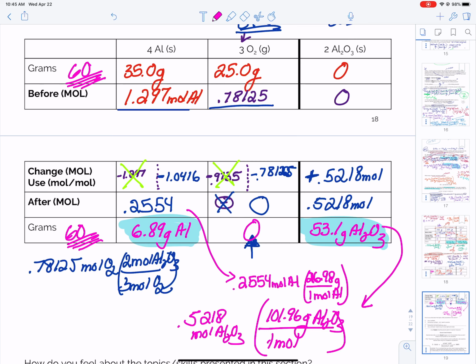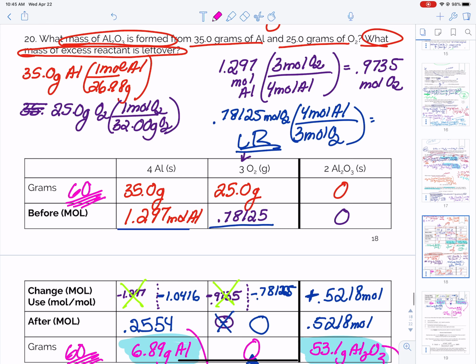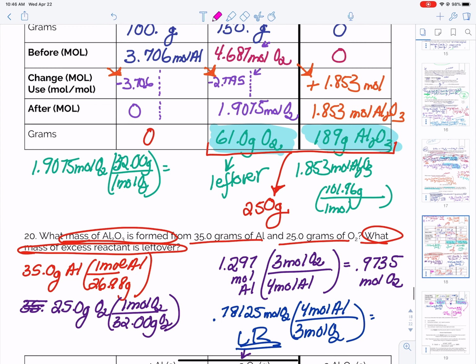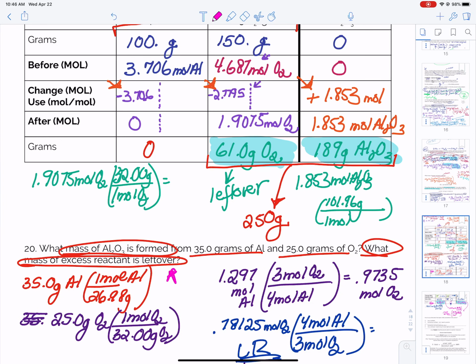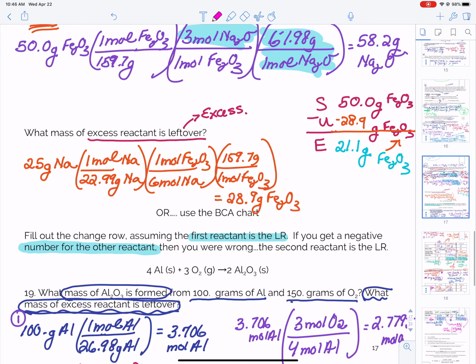I do want you to do a limiting reactant stoichiometry problem. So, use one of those 5 balanced chemical equations and do a limiting reactant stoichiometry problem. I would like you to do one that has the question, not just how much product can you make, but how much of the excess reactant is left over, right? So you can either do that using a BCA chart or using the start minus used equals excess. Okay, ask any questions.